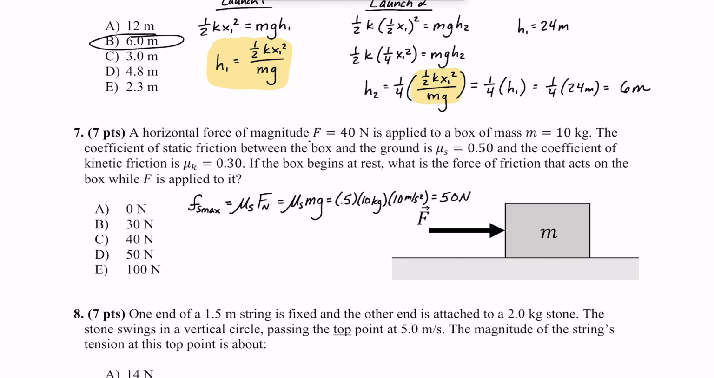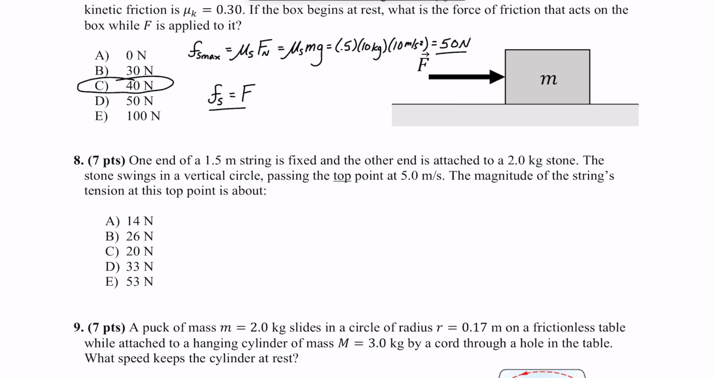The applied force is 40 newtons, which is less than the maximum static friction force. Therefore, our static friction force is going to be equal to our applied force, because static friction is only what it needs to be to keep the object from moving up until this maximum value, at which point it would move and kinetic friction would take over. That doesn't happen because our applied force is not enough to overcome static friction. Therefore, the static friction force is just going to be equal to the 40 newtons that's applied.